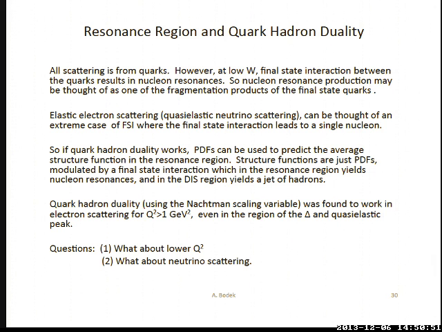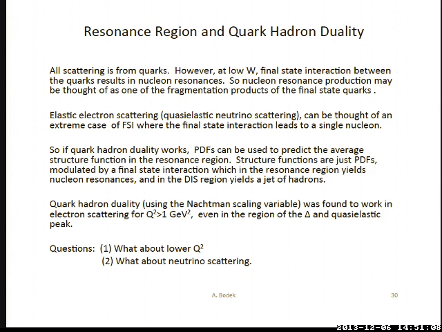So it was found to work using the Nachman variable, because it's supposed to be high x for Q squared greater than 1, even in the region of the delta and the elastic peak and quasi-elastic peak for deuterium at Jefferson Lab.